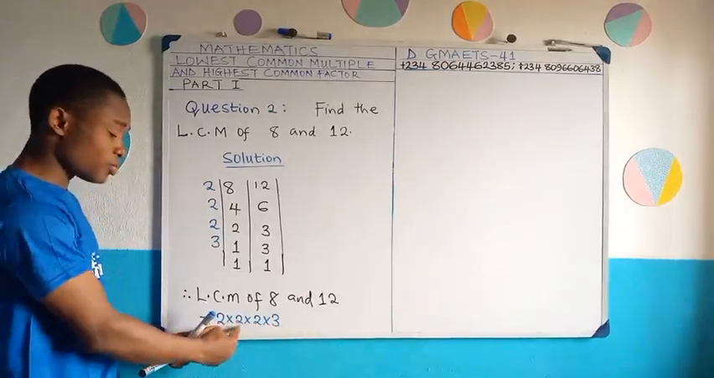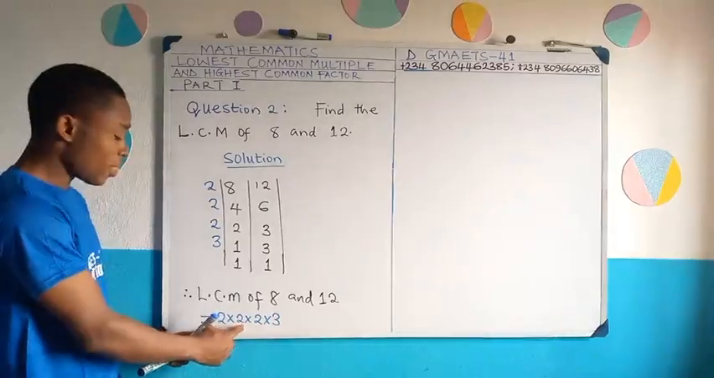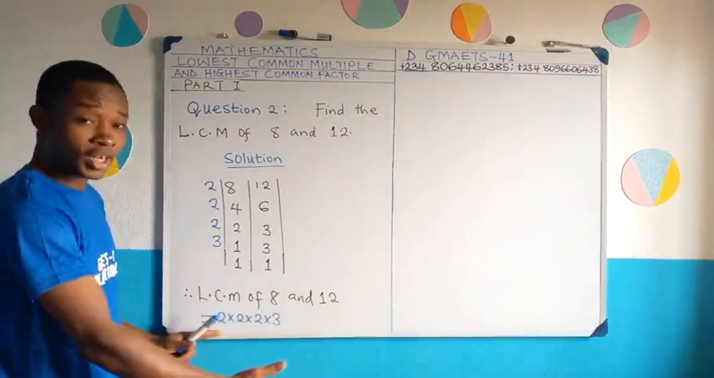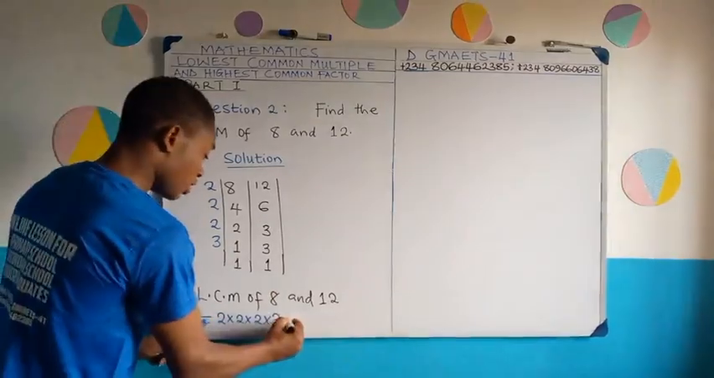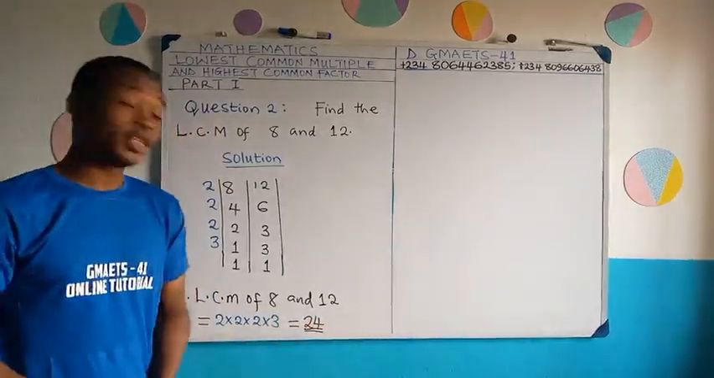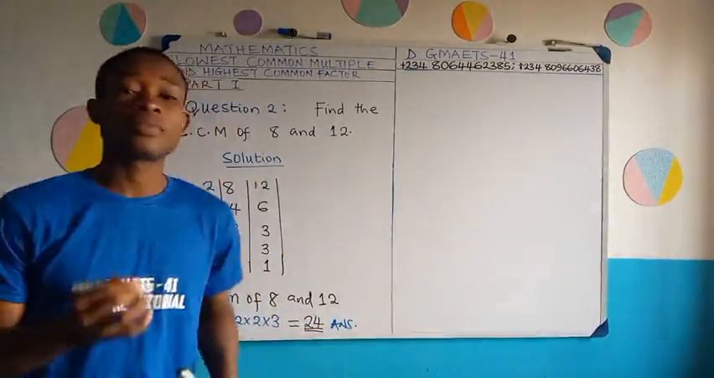Or you can say 2 times 2 is 4, 4 times 2 is 8, 8 times 3 is 24. Okay? This is equal to 24. Therefore, the LCM of 8 and 12 is 24. And that is our answer.